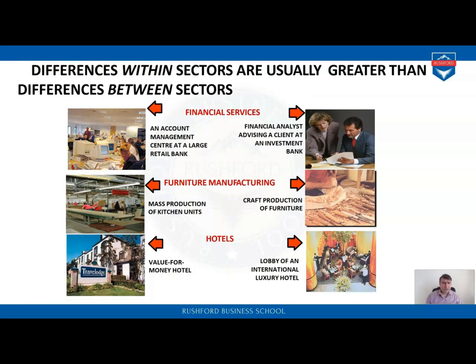Differences within a sector are usually greater than differences between sectors. In financial services, there are different types of operation. An account management center at a large retail bank is a different type of service from a financial analyst advising a client at an investment bank, even in the same industry. In furniture manufacturing, you can have mass production of kitchen units or craft production of furniture, where you say, I want this with these criteria and attributes, and they customize and make your furniture. Also hotels, such as value-for-money hotels and international luxury hotels, are different types of service even in the same industry.